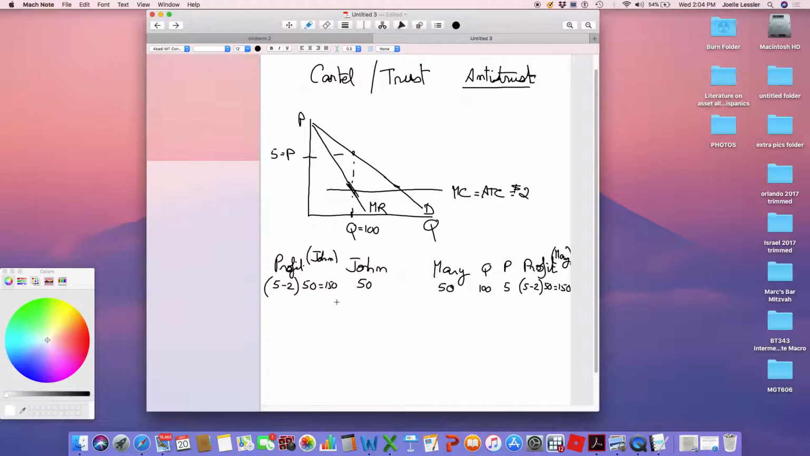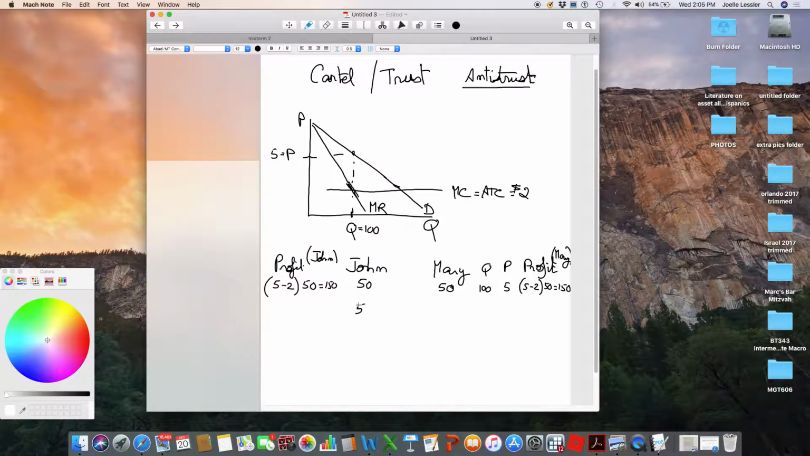Now, suppose that Mary thinks she wants to cheat. If Mary produces 10 more units, but John doesn't realize she's going to cheat, so he's still producing 50, but Mary is now going to produce 60. So the total quantity that hits the market is actually 110. Unfortunately, at 110, the price is going to be lower. The price is going to be $4.